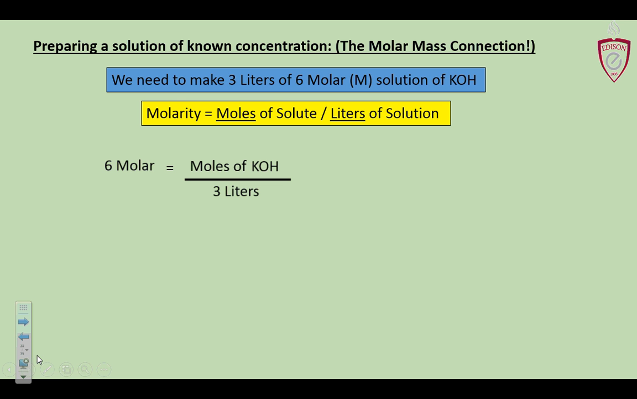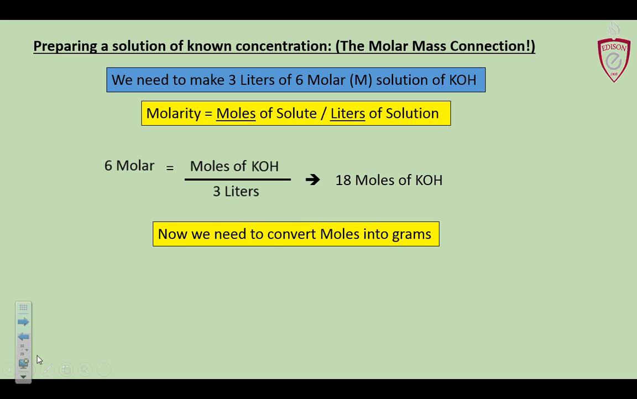Right, so to get moles of KOH by itself, I've got to multiply both sides by 3. Which means that I've got 3 times 6 is 18 moles of KOH I need to add to 3 liters of water, which is great, but I still don't know how much that weighs on my scale. Right, but we learned about how to do that in gram formula mass, moles and stoich. That's right. So now we need to convert to grams using gram formula mass.